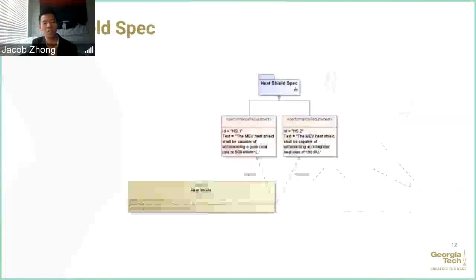Okay, so moving on to the heat shield specification. This is also a lower level requirement. So these are performance requirements. For example, the heat shield shall be capable of withstanding a peak heat rate of 500 kilowatts per square meter. And these are satisfied by properties of the heat shield, such as maximum heat rate or max integrated heat load.